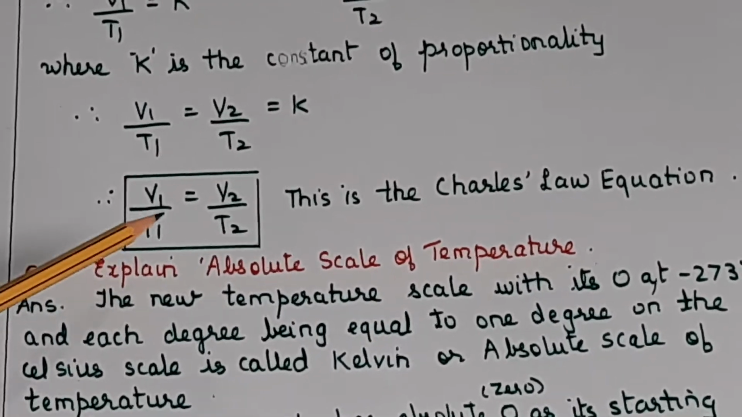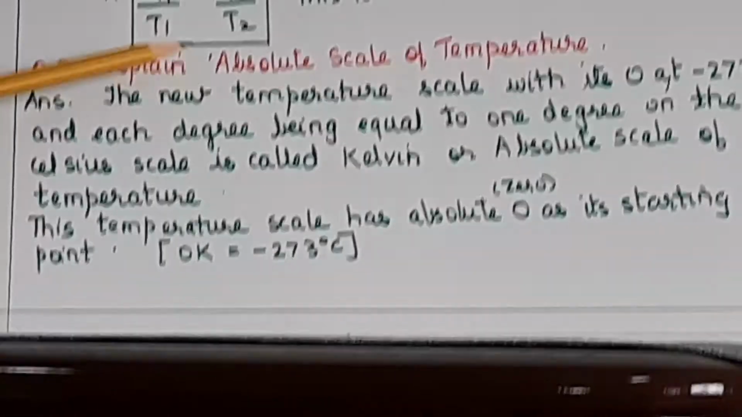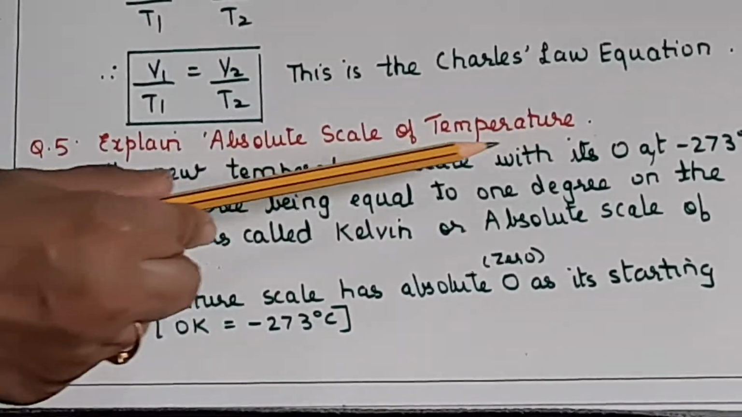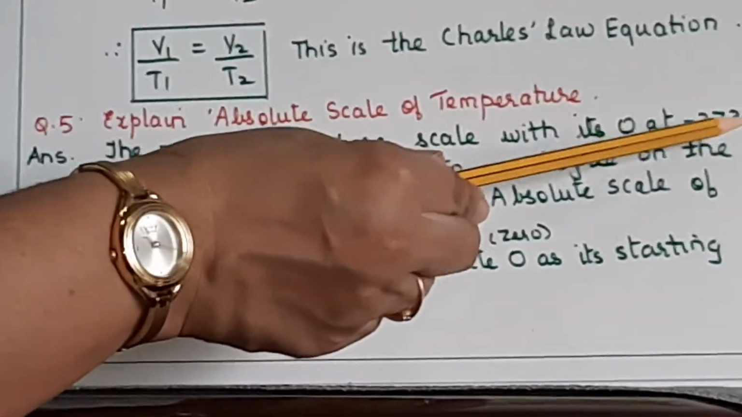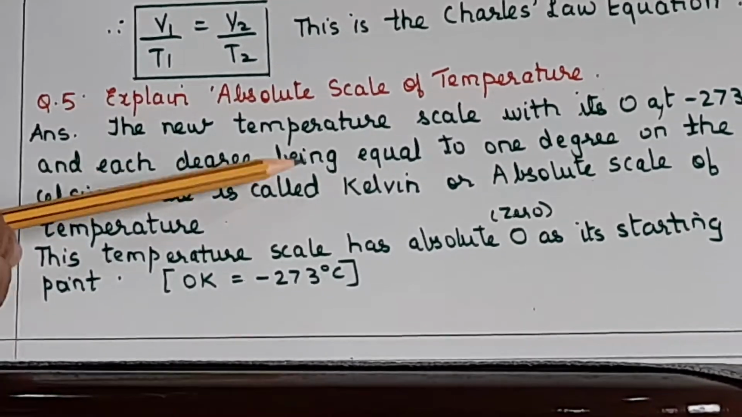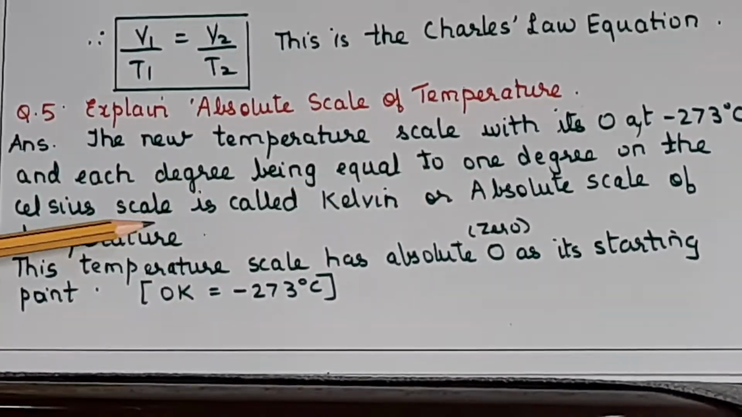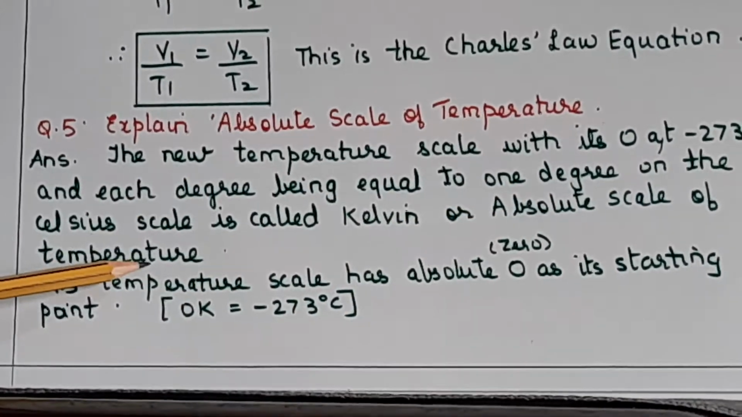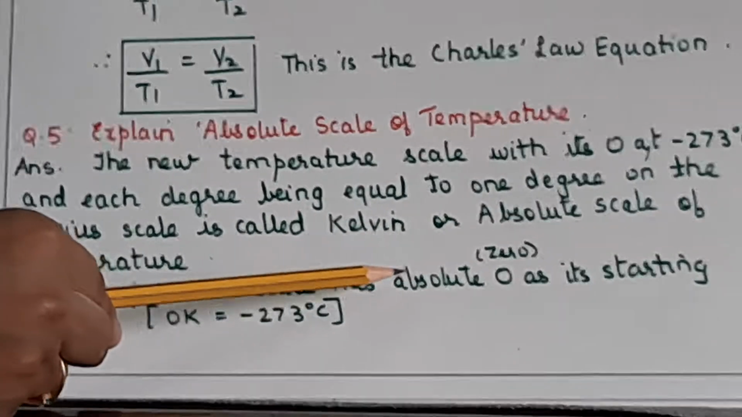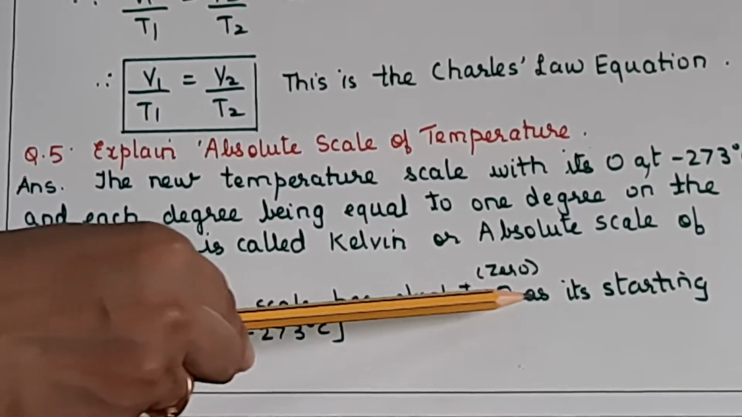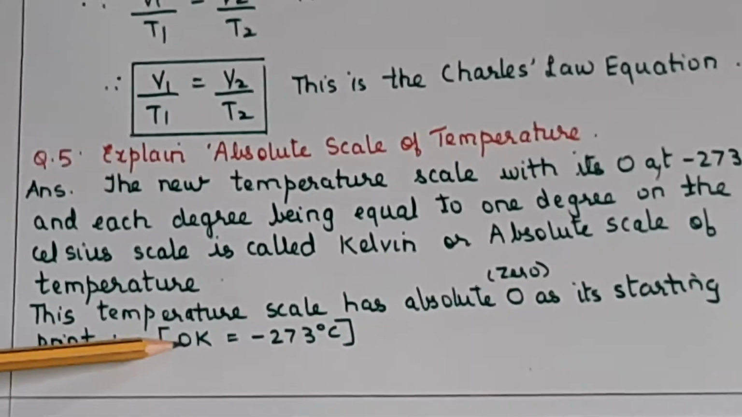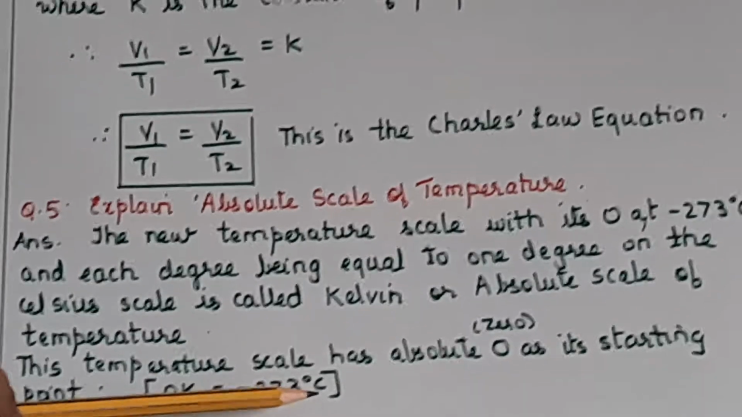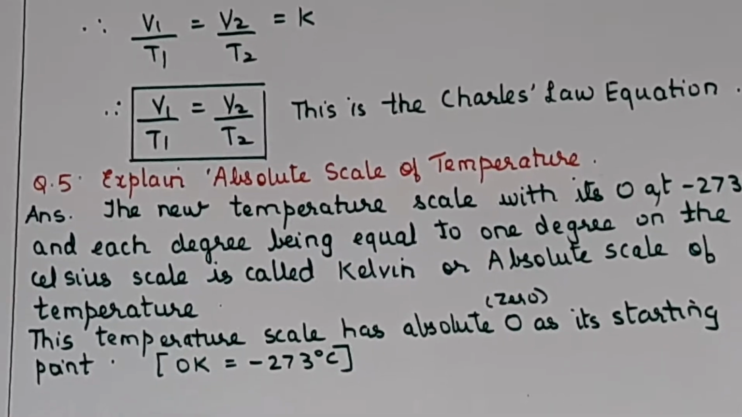Okay, is it clear? Now next question, explain the absolute scale of temperature. The new temperature scale with its 0 at minus 273 degrees Celsius and each degree being equal to 1 degree on the Celsius scale is called a Kelvin, or the absolute scale of temperature. This temperature scale has absolute 0 as its starting point, that is 0 K will be equal to minus 273 degrees Celsius. Okay, now we'll have a look at the next part.